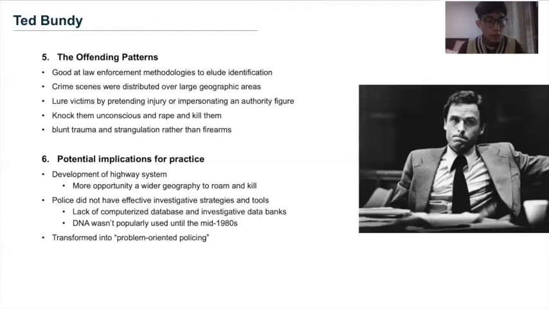Well, as for the background, in the beginning of the 1970s, the development of the interstate highway system provided criminals more opportunity, a wider geography to roam and kill. However, police did not have effective tools or investigative strategies to solve this situation quickly. For example, there was a lack of computerized databases and investigative data banks, and DNA was not in popular use until the mid-1980s.